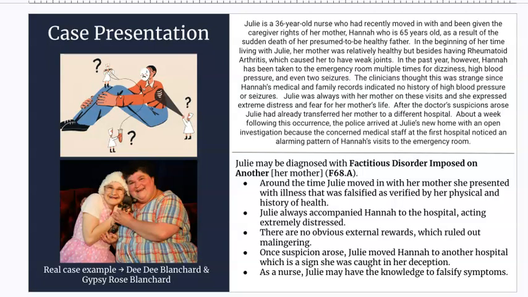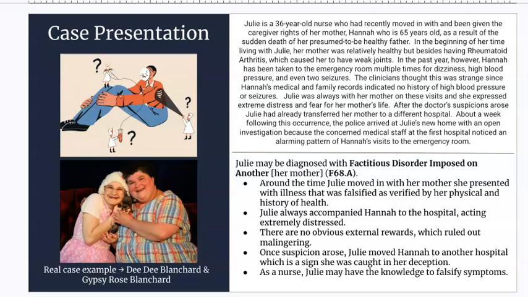So, with this information, I would say that Julie may be diagnosed with factitious disorder imposed on another, the victim being her mother. I get this information because around the time Julie moved in with her mother, Hannah presented with an illness that was falsified, as verified by her physical and history of her health.